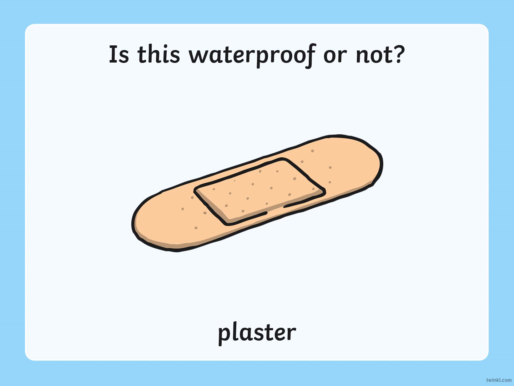A plaster. Now, can a plaster be waterproof? We can have waterproof plasters and we can have non-waterproof plasters. So the plasters that are made out of fabric, they are not waterproof. They can be described as absorbent because once you splash water onto the plaster, it will get soaked up into the fabric. However, the plasters that have a thin sheet of plastic film on top of it can be described as waterproof. And the reason that can be described as waterproof is because if you splash water on top of the thin plastic, the water will slide off.